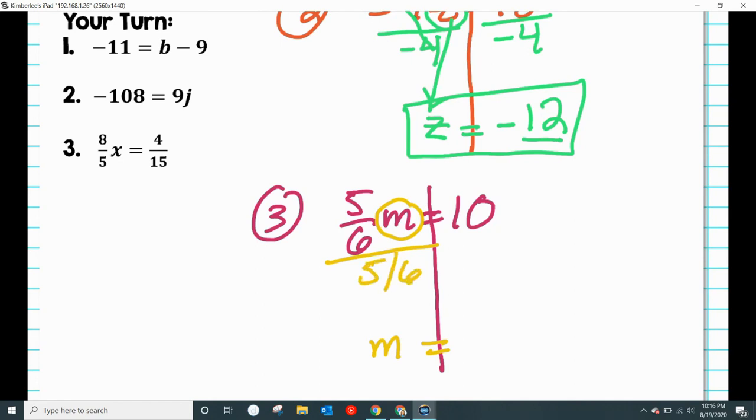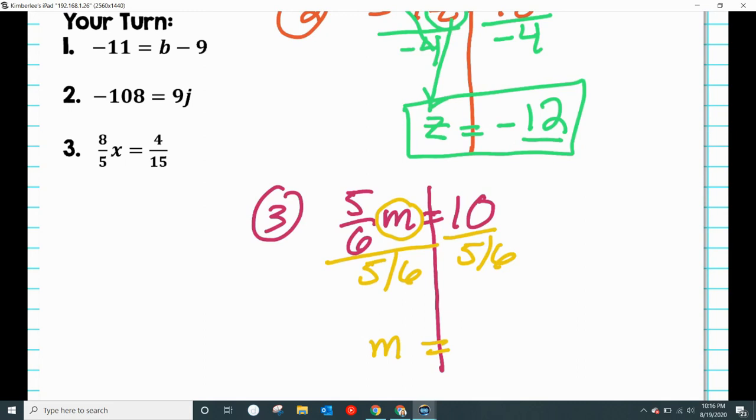Now, some of you get really scared because you see a fraction there and you freak out and don't know what to do. Fractions are just numbers. They should not scare you, okay? So whatever number m is being multiplied by, divide by that number. Divide the other side by that number too, because remember, whatever we do to one side, we must do to the other side.